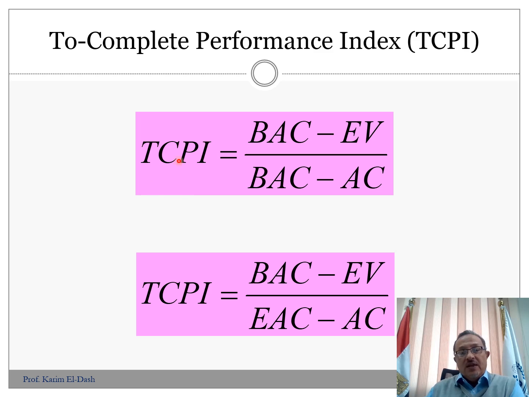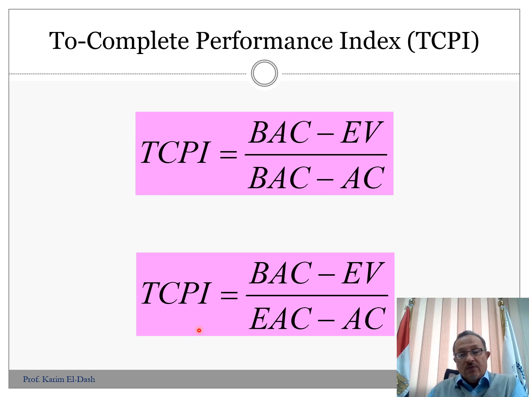The to complete performance index is the required performance in the remainder time of the project. So what is the required performance index in the following period of the project? This can be calculated as the original budget minus the earned value. This amount is the remaining work that we still have in the project, divided by the budget minus the actual cost, which is the money that we have in our pocket right now. So dividing the work by the money gives the performance index required to complete the project as planned.